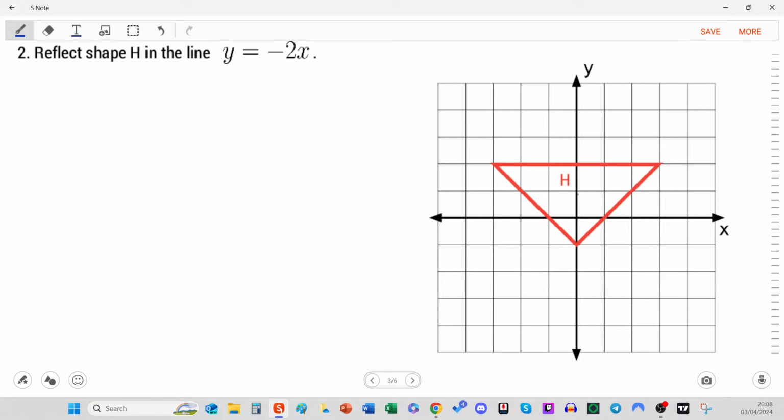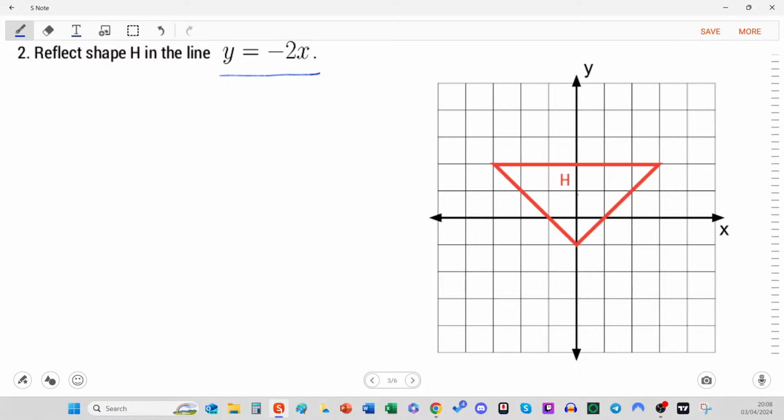Reflect shape H. So first of all, you need to know what negative 2x is. So here we're using multiple skills. How does one go about drawing the line negative 2x? There's a really simple way of doing it, which is going to work very well for most people when they're sketching. You don't want to do it the long way. I'll give you one option, I suppose.